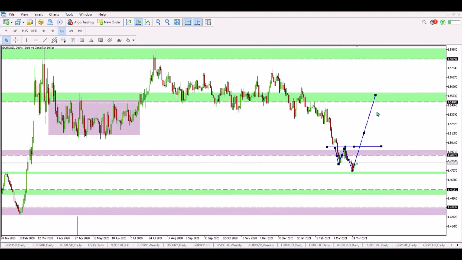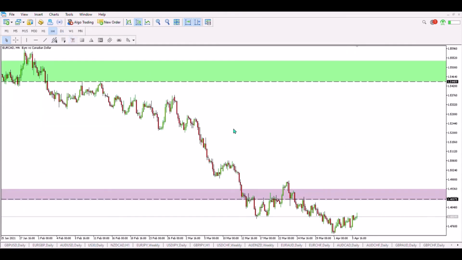But of course, this is too much ahead. For now, we are still looking very bearish, and I am not sure about any buying opportunities. Let's check out the 4-hour chart and see what we have there.